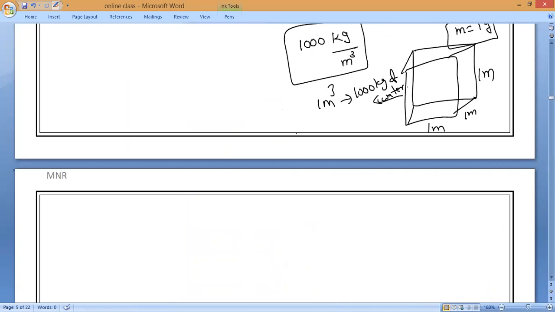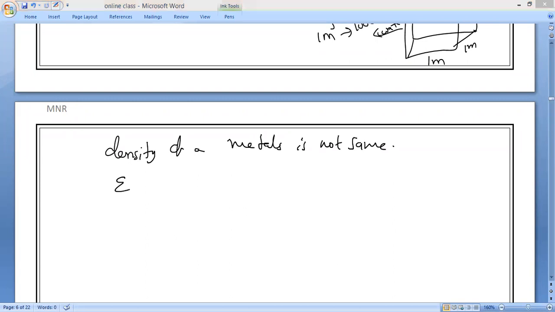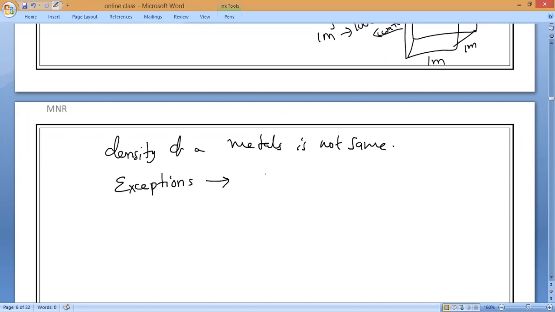That is my question. Is it the same for all? No, sir. So the density of metals is not the same, and also always some exception will be there. What is the exception? Anybody? Sodium and potassium. Yes, sodium and potassium.